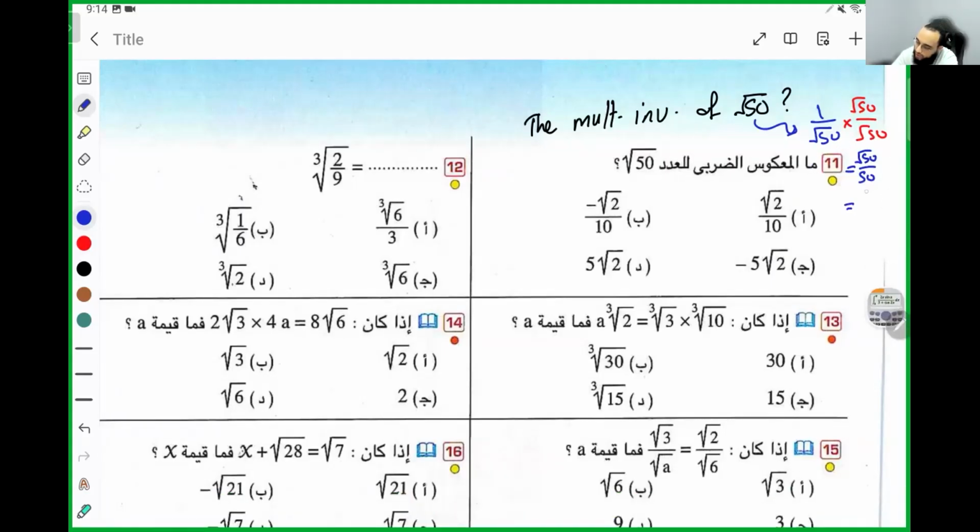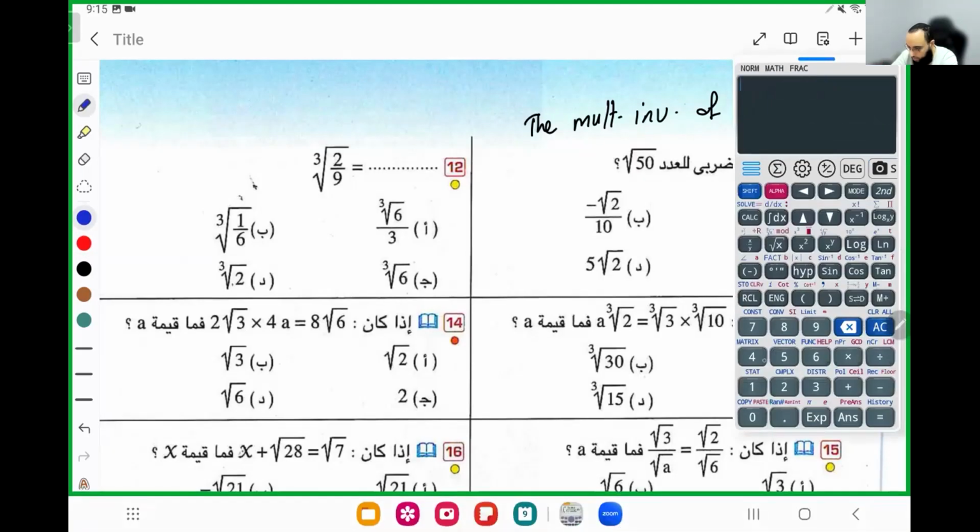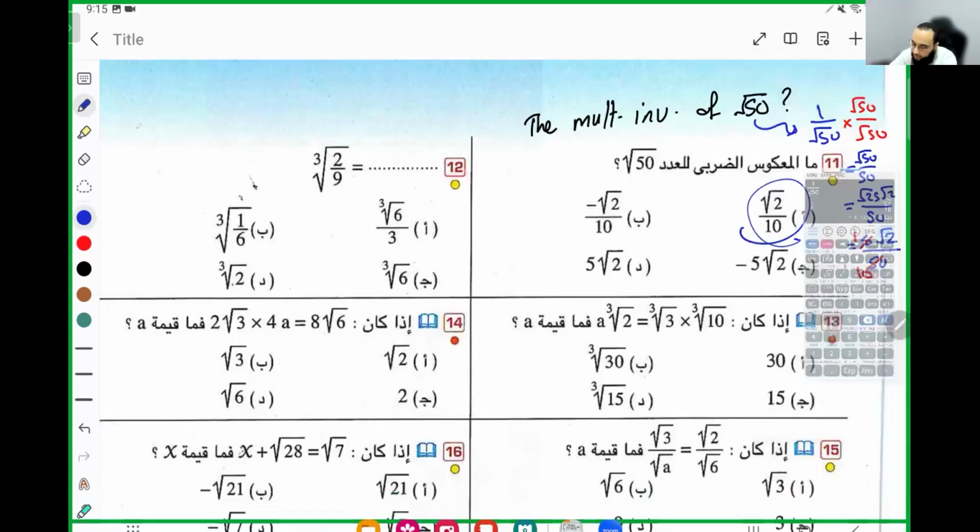Root 50 you can write as root 25 times root 2. Root 25 is 5, then it's 5 root 2 over 50. Divide 5 by 5 is 1, and 50 by 5 is 10, then it's root 2 over 10. And you can check it with the calculator: 1 over root 50 is root 2 over 10.